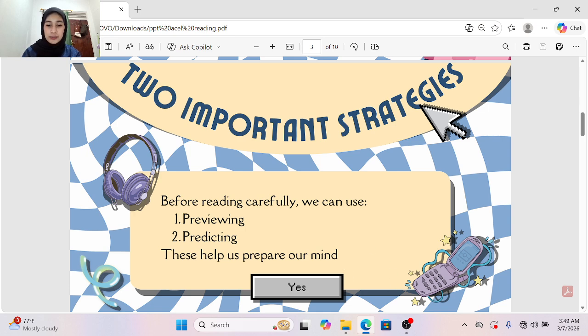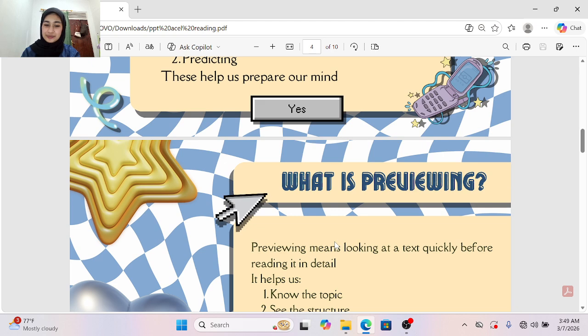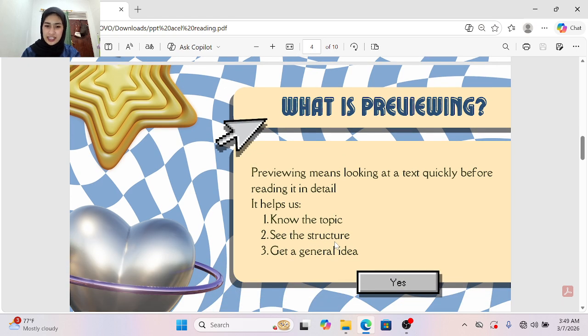These strategies help us prepare our mind before reading. By using them, we can already have a general idea about the text. So, instead of reading directly from the beginning, we first try to understand the text in a general way. And the next slide is, what is previewing?